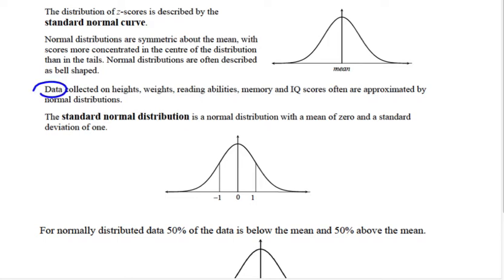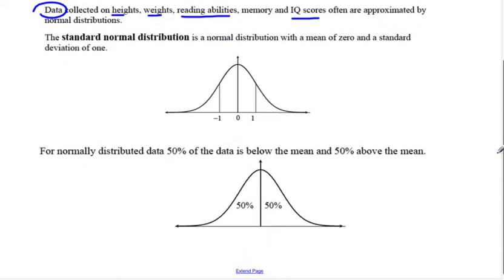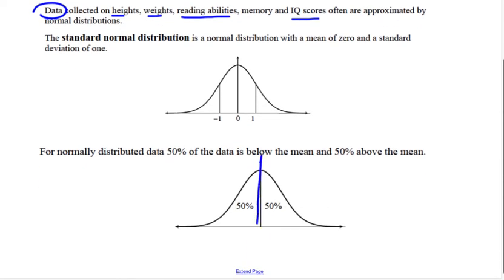This just goes through some of the reasons why we study the normal distribution curve. If you were to collect data on heights or weights or reading abilities, IQ scores, they are approximated by using the normal distribution. So again, you don't need to write any of this down. Here's your mean. 50% of your data will be in the bottom half, 50% will be in the top half, and then there are some deviations from that. What we're going to focus more on in our videos in this lesson is standard deviation. How much does it deviate from the normal distribution?